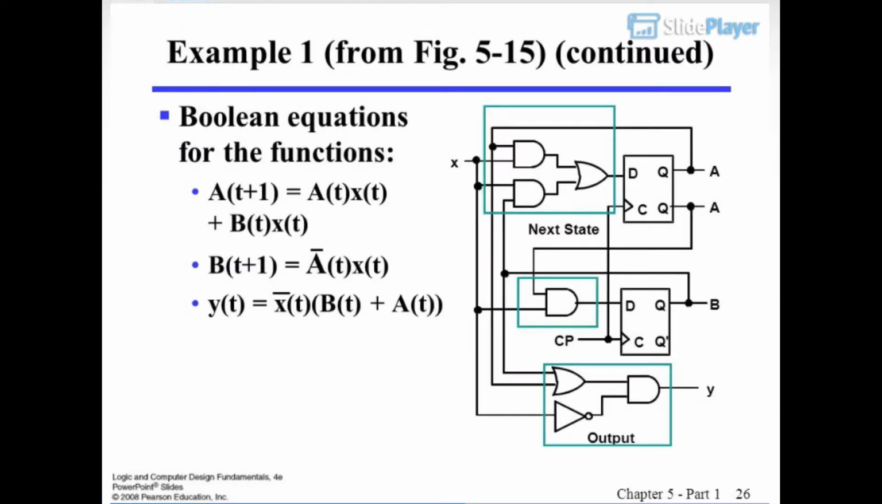Example 1, from Figure 5.15, continued. Boolean equations for the functions. A(t+1) equals A(t)x(t) plus B(t)x(t). B(t+1) equals A'(t)x(t). y(t) equals x'(t)(B(t) plus A(t)).